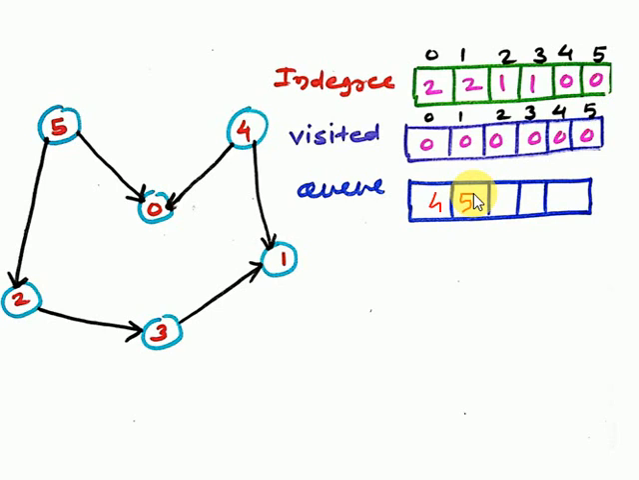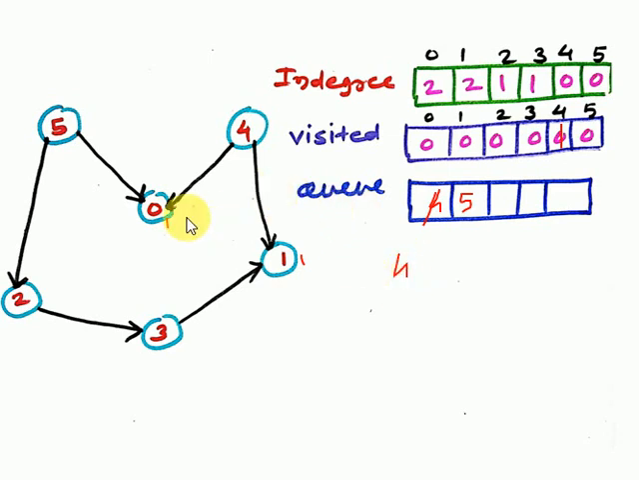So I'll insert vertex 4 and vertex 5 into the queue. Then I'll call delete queue. So I'll delete 4 from the queue and mark 4 as visited, which is 1. Then the vertices adjacent to 4 are vertex 1 and vertex 0, so I'll decrement their in-degree by 1. Vertex 1 has in-degree 2, now it will become 1. Vertex 0 has in-degree 2, it will also decrement by 1. So now both of them will have in-degree 1. I will display 4.